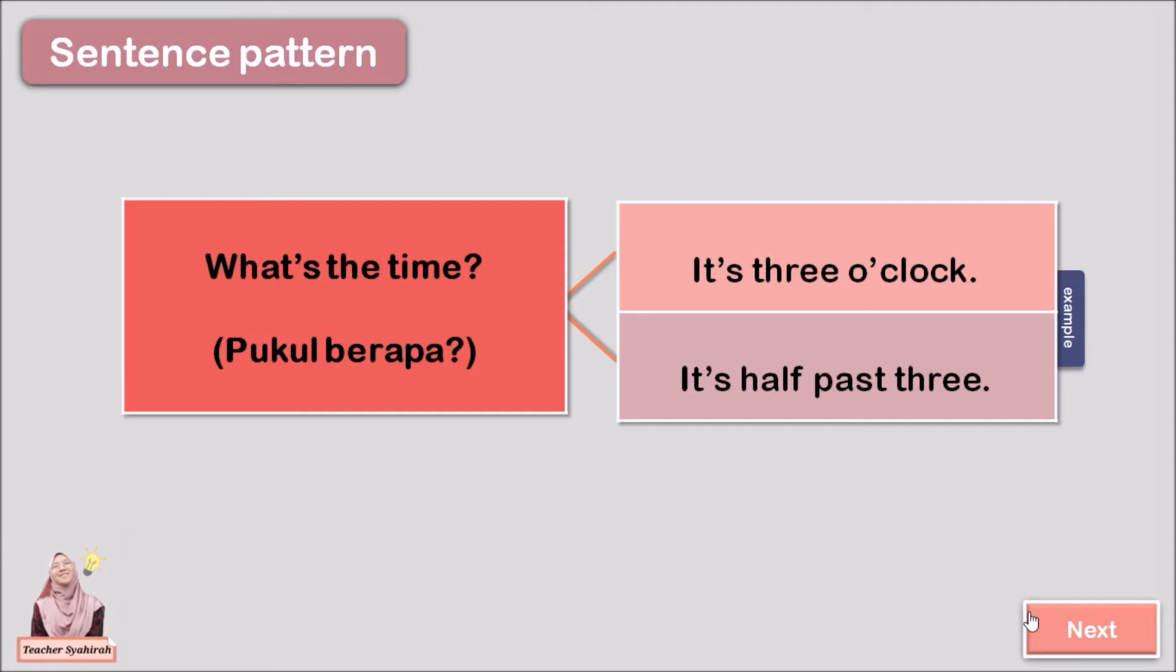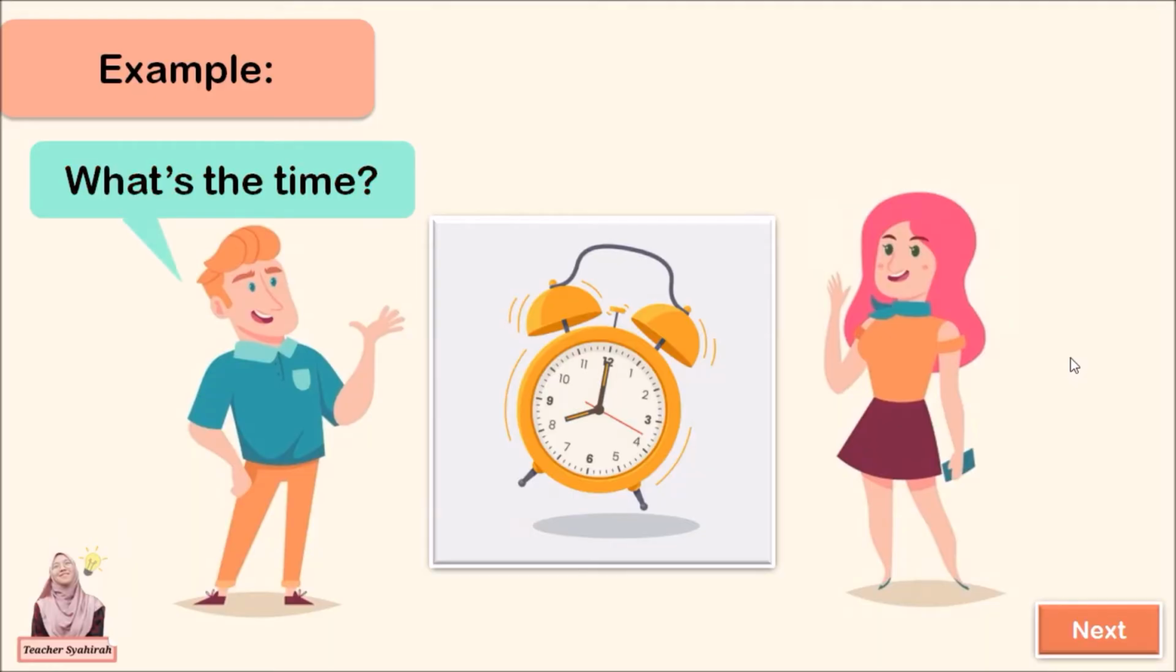Okay, now let's look into the sentence pattern. So the sentence pattern is when you're trying to ask someone the time. So you want to ask someone, what is the time? How do you ask it? This is how you do it. You ask them, what's the time? Say it with me. What's the time? Pukul berapa? So the answer, it's 3 o'clock or it's 3:30. Simple, right? Now let's look at the example.